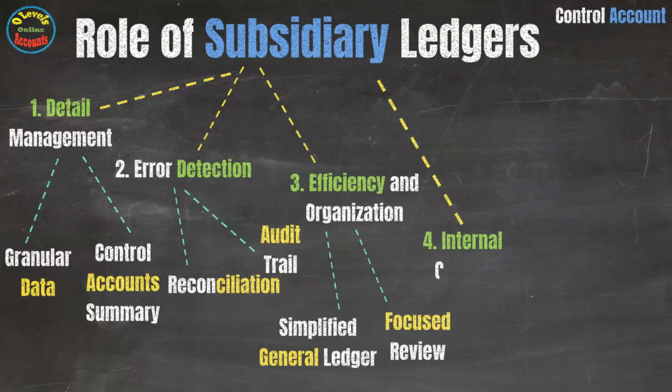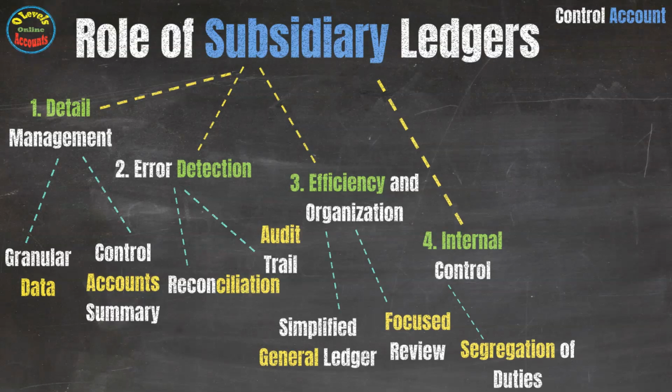It will explain with the help of the further two subpoints. These are as follows. The first subpoint is segregation of duties. Subsidiary ledgers contribute to internal control by allowing different employees to handle detailed record keeping in the subsidiary ledgers, while others review and reconcile the control accounts. This separation reduces the risk of errors and fraud.